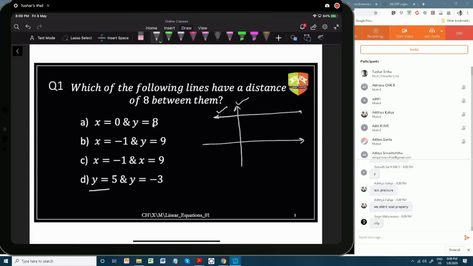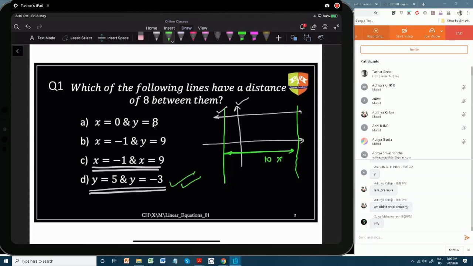So you have to check first of all which are the parallel lines. These were parallel lines. x equals minus 1 and x equals 9. So x equals minus 1 is this line, and x equals 9 is this line, somewhere like that. So the total distance is 10. So this is not correct. Only y equals 5 and y equals minus 3 is. Any problem in this one? Yeah, so don't expect a linear equations question to be only about solving linear equations. You must have the concepts clear of why and how we study linear equations. Anyways, done. Shall we proceed?